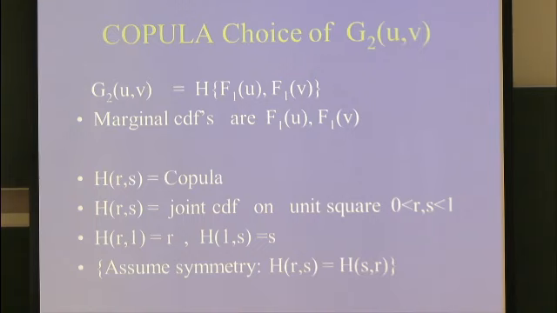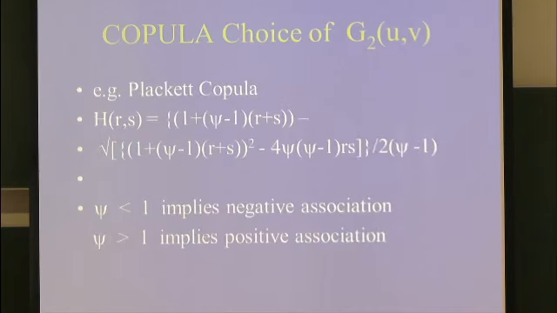A copula is a way of choosing joint distributions which will guarantee particular marginal distributions. The Plackett copula is one that's looked at. There's a formula for it. The key thing is it depends on a parameter psi. If that's positive but below 1, it implies negative association; larger than 1 implies positive association.